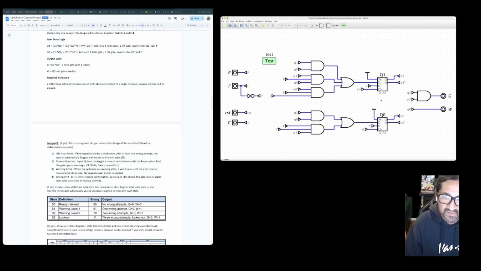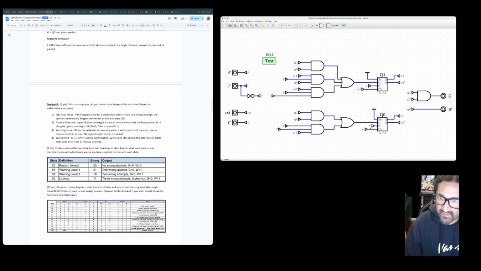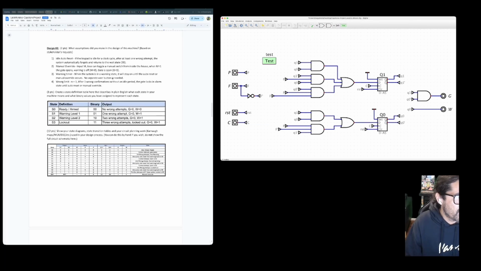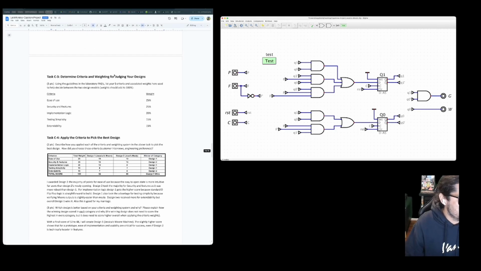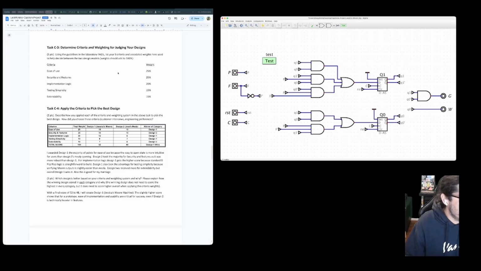2 D flip-flops, we have D0 and D1 right here, both connected to a single clock input over here with the tunnel. And this is the other design for my brother. I went with my wife's design just because she's my wife. Here's the criteria right here.